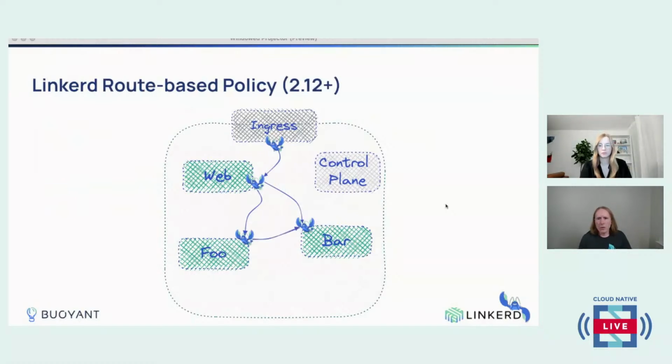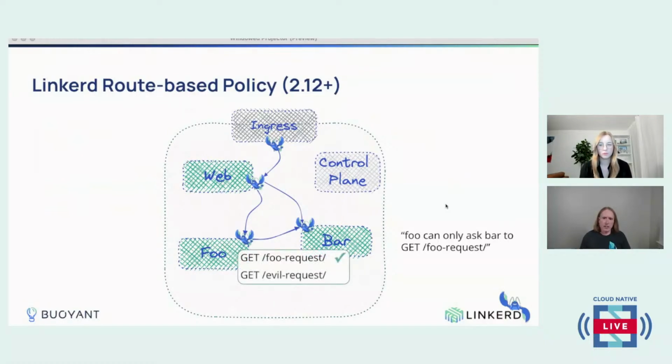Talking about route-based policy, which showed up in Linkerd 2.12, and I think I forgot to say that earlier. Sorry. Route-based policy is more like foo is only allowed to ask bar to get /foo request /. So if you install that policy, then if foo does a get of foo request, it will be allowed, but if it does anything else, it will be denied. Not tremendously complex as a concept, but this does get very complex in practice as we sit here and start digging into everything.